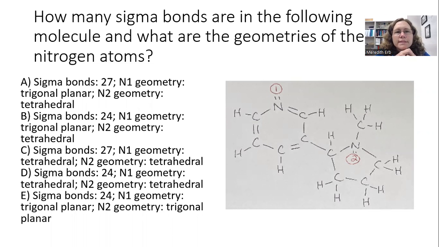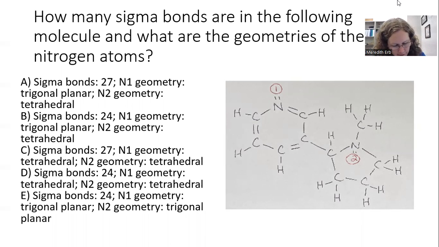Sigma bonds are going to be made up of any single bond in your molecule. And sigma bonds are also present in pi bonds, so we can take that into account. Geometries are going to depend on whether our atom is sp3 hybridized, sp2 hybridized, sp hybridized, etc. So we'll take a look at this specific molecule and think it out.